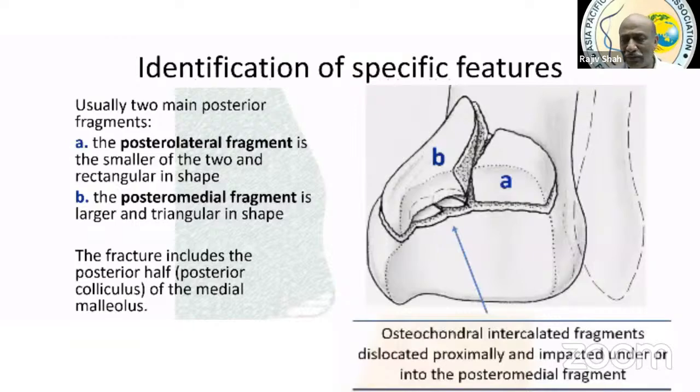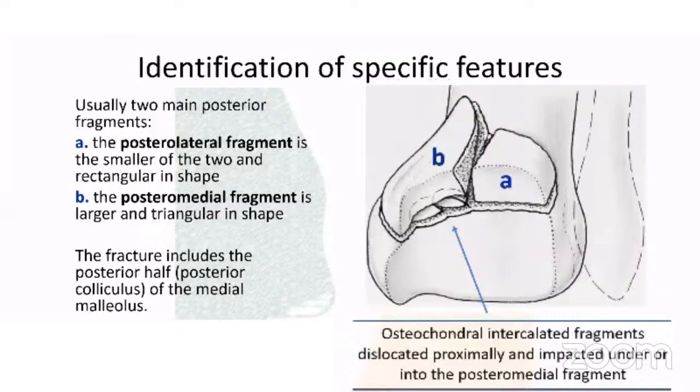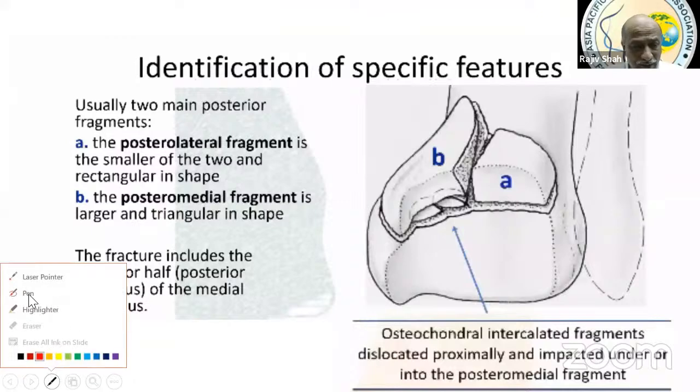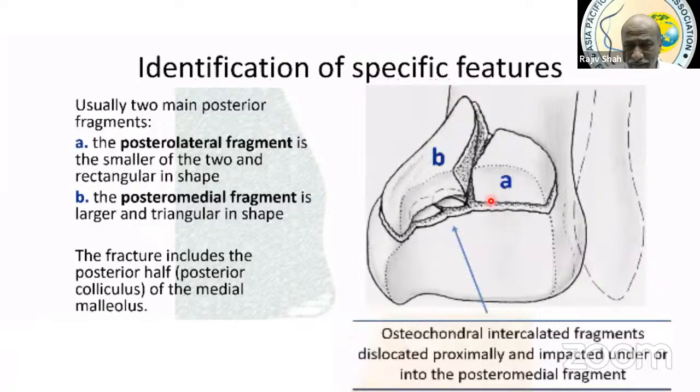Because you do the reduction of the posterior malleolus indirectly. You do not have access, and you don't want to just strip off the PITFL to open the fracture. So your reduction is indirect. So how do you manage intercalated fragments which are between the posterolateral posterior malleolus and some intercalated fragments here?